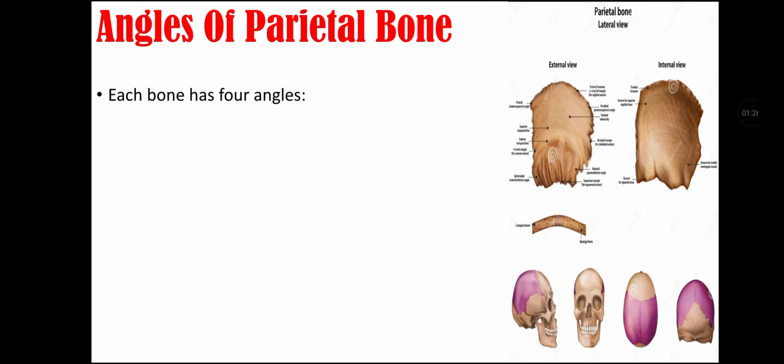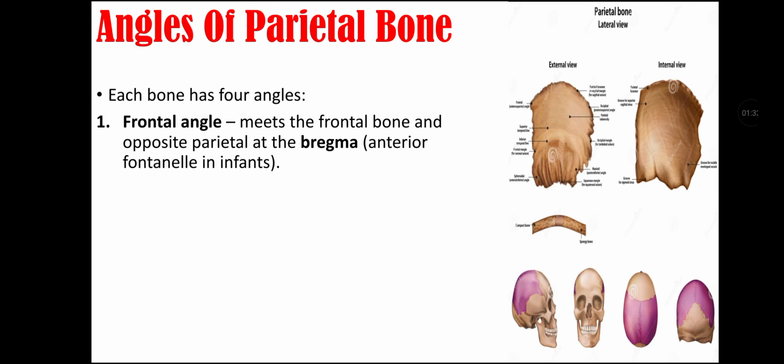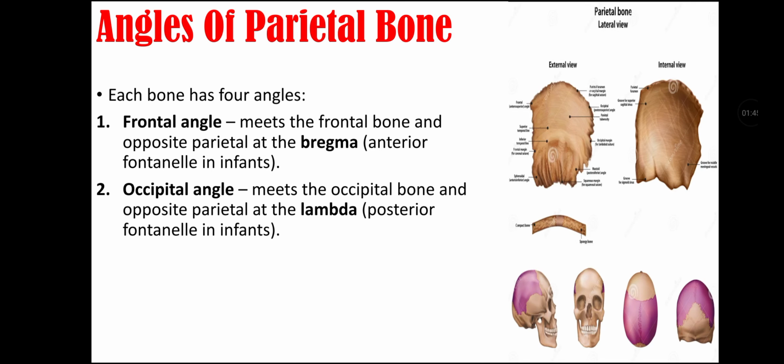Angles of parietal bone. There are four angles, as it has a square or quadrilateral shape. The first angle is the frontal angle that meets the frontal bone and opposite parietal bone at the bregma. That is the point where the anterior fontanelle is present in infants. Then we have its occipital angle, where it meets the occipital bone and opposite parietal bone at the lambda. That is the point where the posterior fontanelle is present in infants.